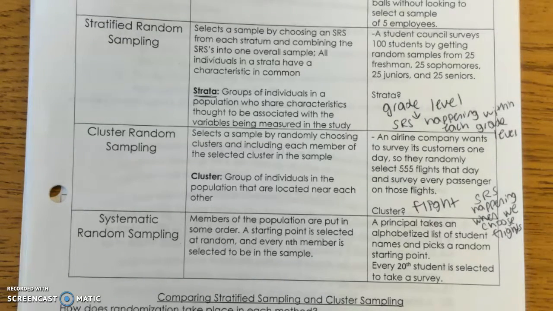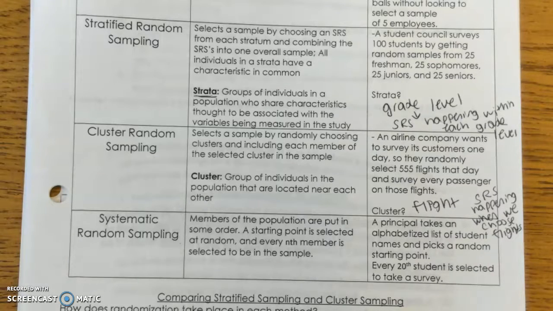All right, systematic random sample. Members of the population are put into some order. A starting point is selected at random, and every nth member would be selected in the sample. So this sounds familiar, right? That toll car example where we selected every 10th car that passed through the toll lane. So that would be a systematic random sample.